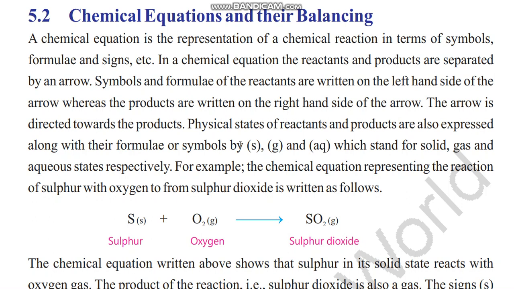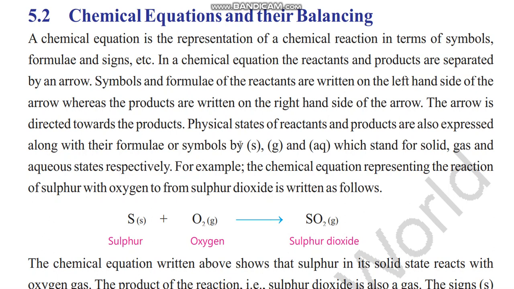Today we study about chemical equations and their balancing. A chemical equation is the representation of a chemical reaction in terms of symbols, formula and signs etc. In a chemical equation, the reactants and the products are separated by an arrow. Symbols and formula of the reactants are written on the left hand side of the arrow, whereas the products are written on the right hand side of the arrow. The arrow is directed toward the products.